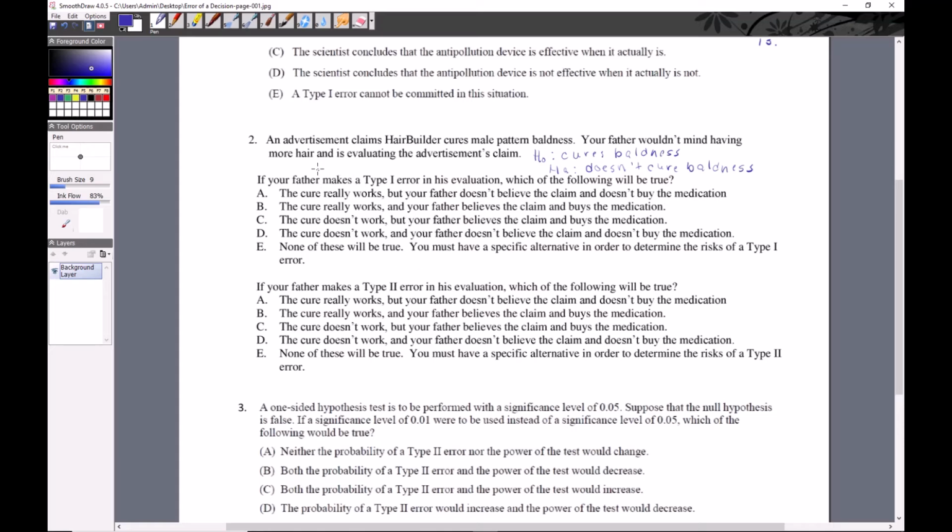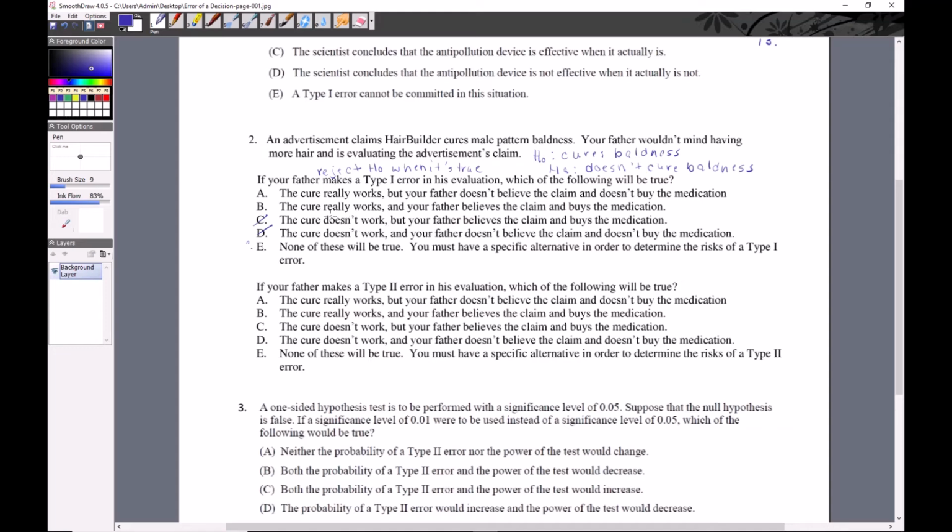Type 1 error is, again, reject H0 when it's true. All right, so we're rejecting that it cures baldness when in fact it does. So the cure really works, the cure doesn't work. All right, so these are out. And I'm pretty sure that that'll be out too, but let's check these two, because at least we have the first part of it, that H0 is true, that this thing cures baldness, but your father doesn't believe the claim and doesn't buy the medication.